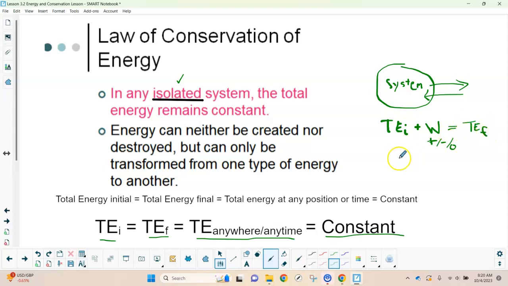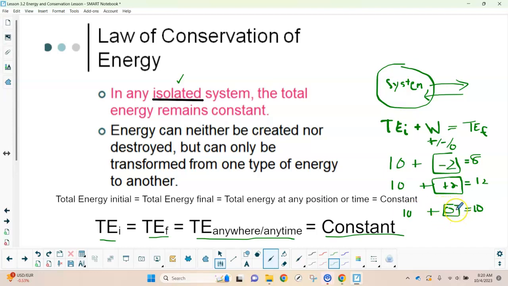So if I started with, say, 10 and I ended with 8, I would know that this work was a negative 2. If I started with 10 and I ended up with 12, this missing work in this formula would be a positive 2. So it just has to stay balanced. If it was 10 to start and it was 10 at the end, we know that the work done was 0. So it's just as simple as keeping track.